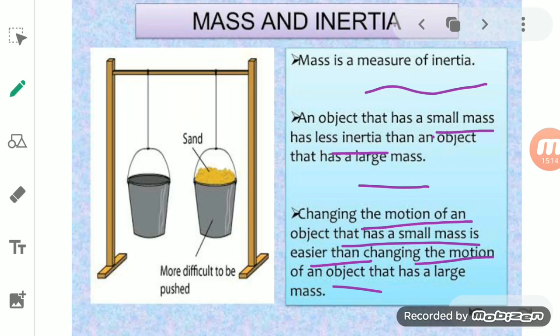Or you can understand by this that it will be very easy to move a body having a mass of 2 kilogram than a body of a mass of 20 kilogram. It will be difficult to push a body of 20 kilogram rather than an object having 2 kilogram as its weight. So if mass is more, then inertia will be more.